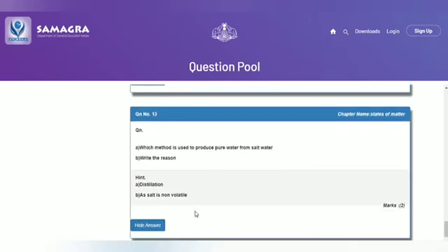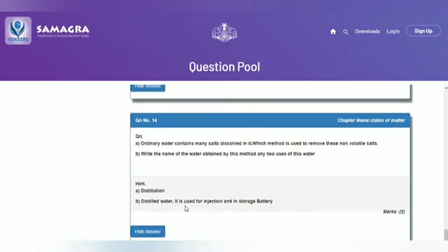Which method is used to produce pure water from salt water? Distillation. Then write the reason. A salt is non-volatile. Then ordinary water contains many salts dissolved in it. Which method is used to remove these non-volatile salts? Distillation. The distillation method is used to remove the non-volatile salt.